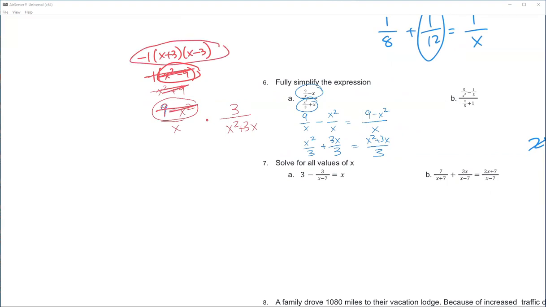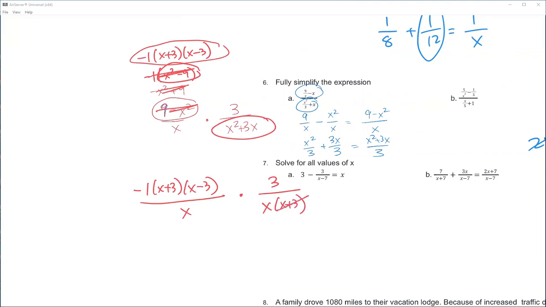Let me rewrite this actually. It'd be -1, x plus 3, x minus 3 over x times 3 over x and then x plus 3. Cross out the x plus 3's here. I think that's all we could do. So it'll be -3 times x minus 3 all over x squared. I believe that's the answer. You can't do anything more. Cool.